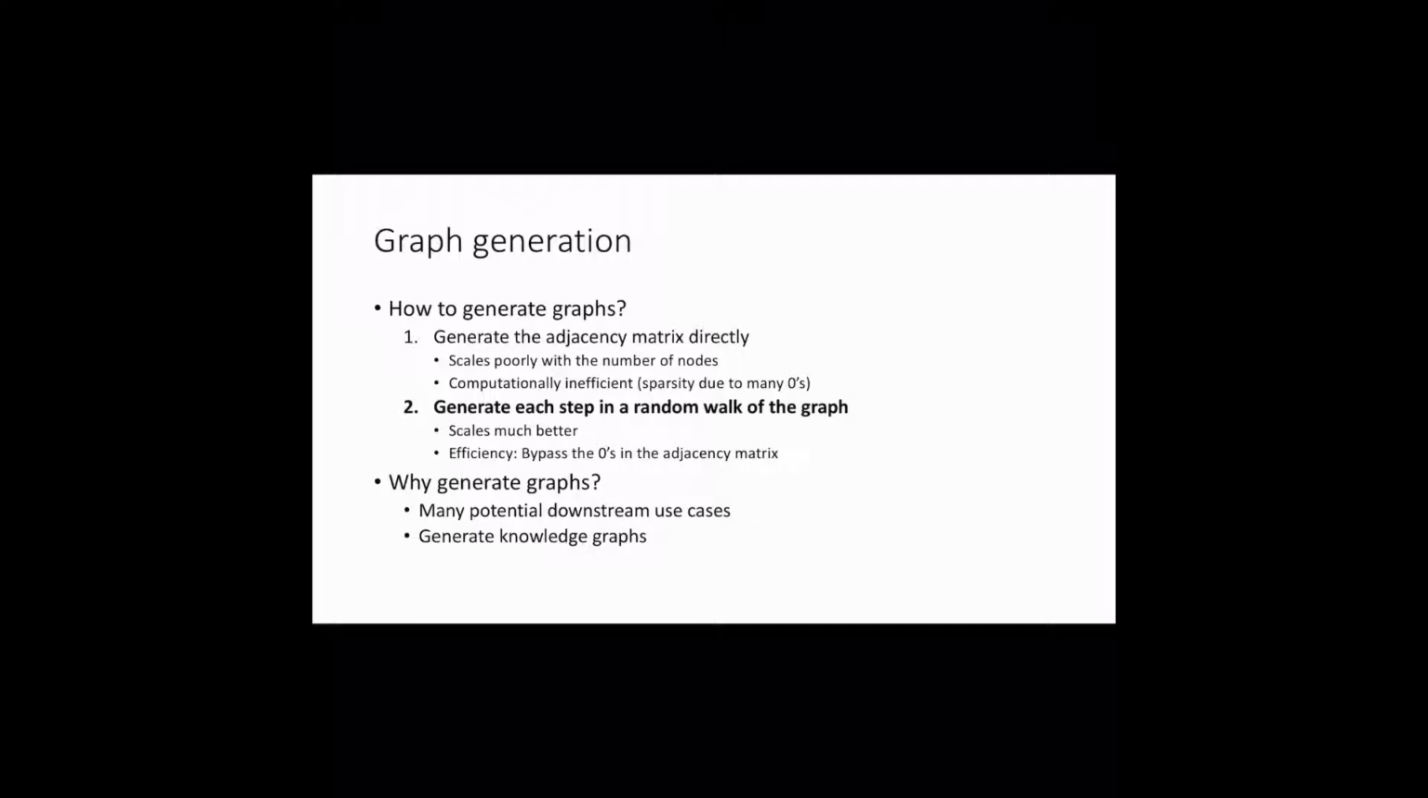To generate graphs, there are two ways to approach the generation. One is to generate the adjacency matrix directly, and the other is to generate each step in a random walk of the graph. So the first way is maybe more intuitive, but ultimately infeasible in graphs with a large number of nodes. So if you imagine that you're generating an adjacency matrix for a graph with n nodes, you'll get this adjacency matrix.